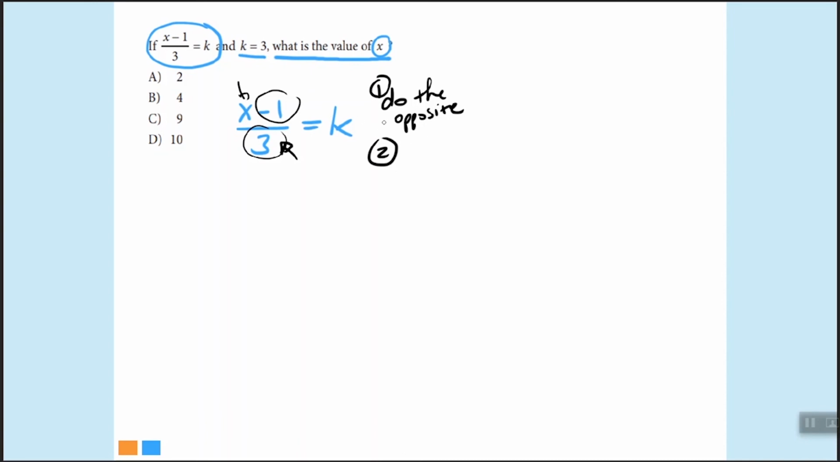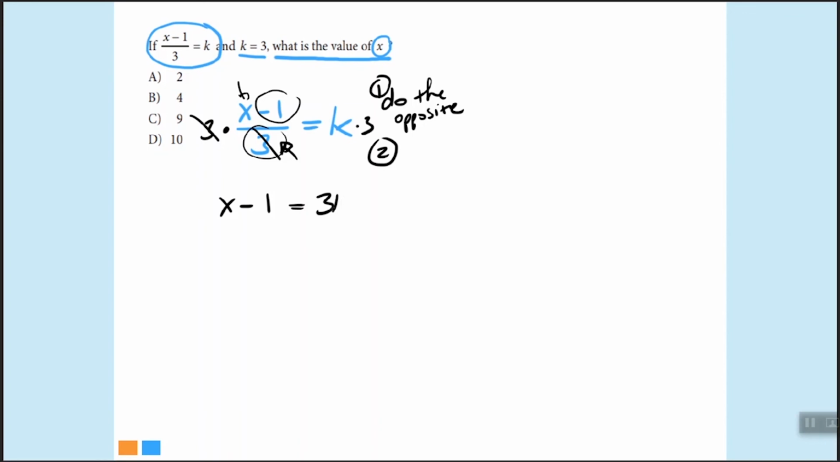So let's go ahead and start with the 3. So the 3 is currently affecting both the x and the minus 1. So we are going to do the opposite of what the 3 is doing. What's the 3 doing? Well, it's dividing. So that means we're going to multiply both sides. So if we do that, these will cancel. So we're left with x minus 1 equals the k times 3 equals 3k.